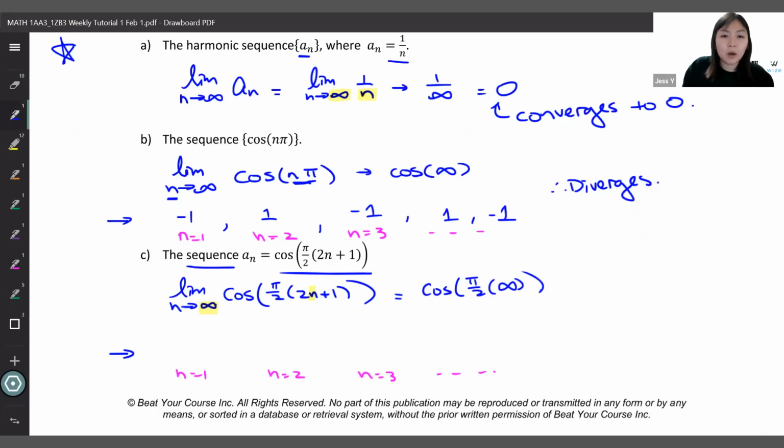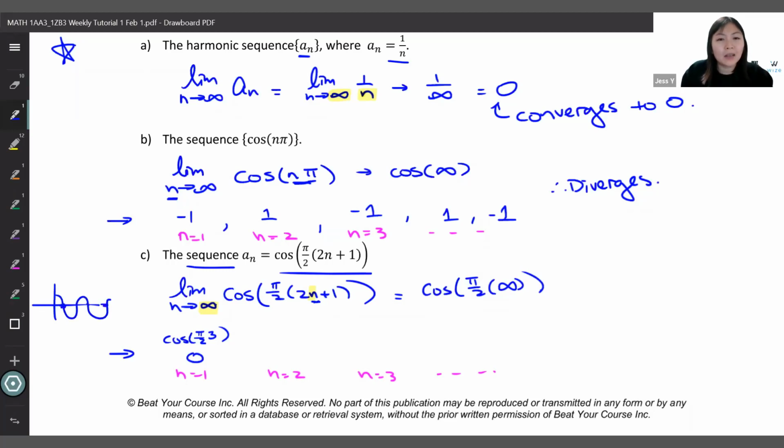So when n equals 1, you plug in the 1. We end up with cos of pi by 2 times 2 times 1 plus 1, so that's 3 pi by 2, right? So cos of pi by 2 times 3. Well, cos of 3 pi by 2, if you think about your cos graph or use a calculator really, that's going to give you a 0. Cos of any odd multiple of pi by 2 really is going to be 0. That's when it crosses the x-axis, right? At all of these points here.